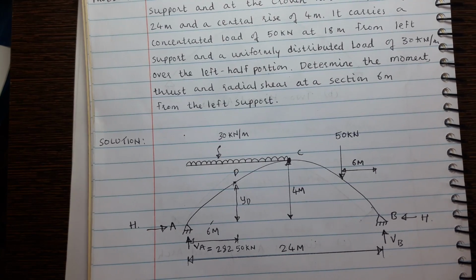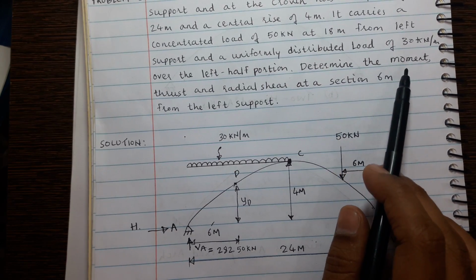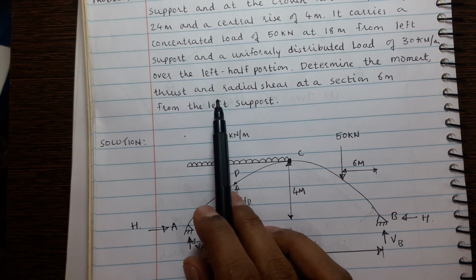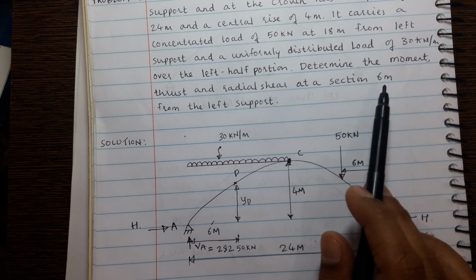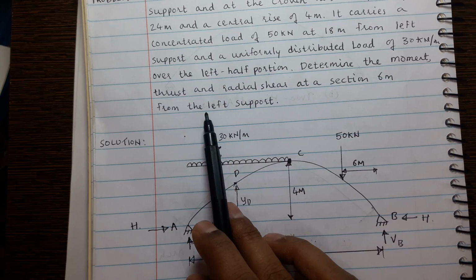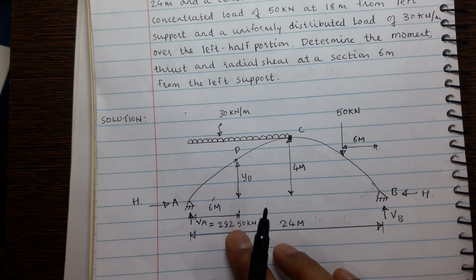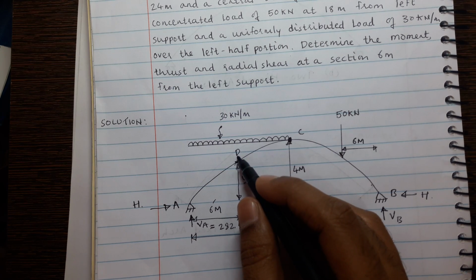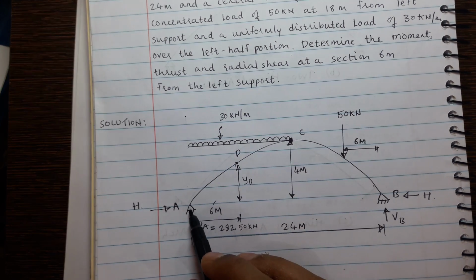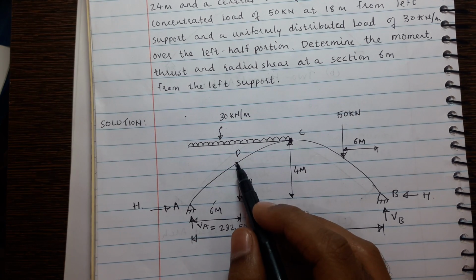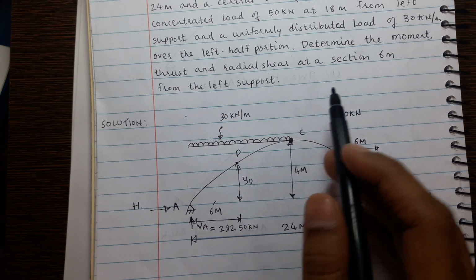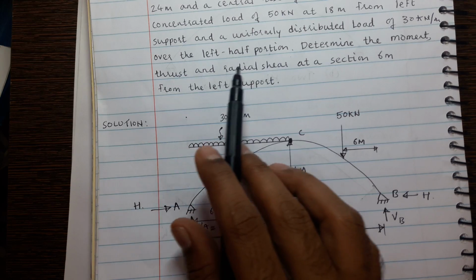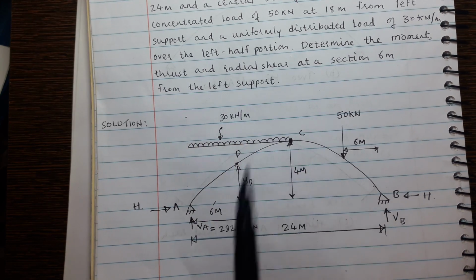So what do we have to determine here? Determine the moment, thrust, meaning the normal thrust, and radial shear at a section 6 meter from the left support. At a distance of 6 meter I have defined point D, which is 6 meter from A. At point D we have to determine moment, normal thrust and radial shear.